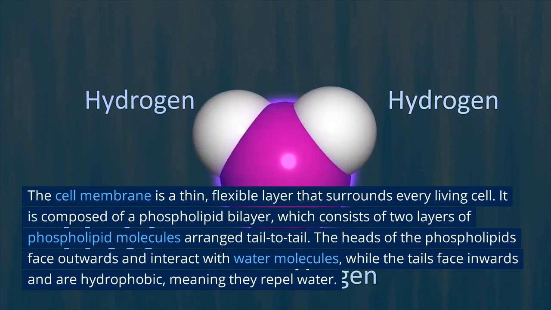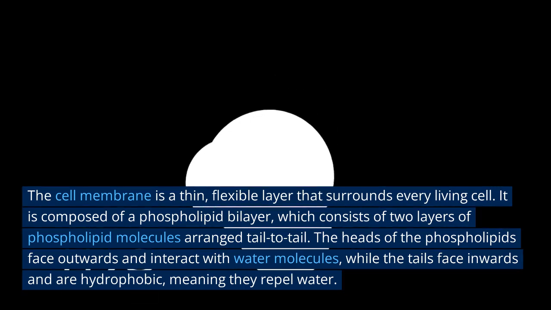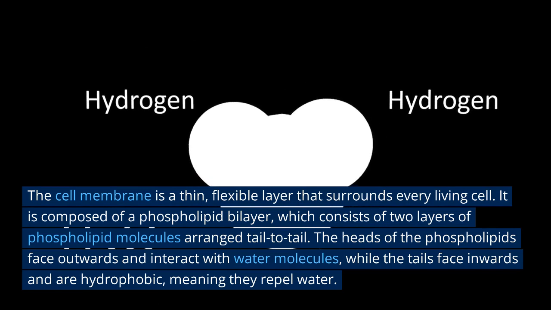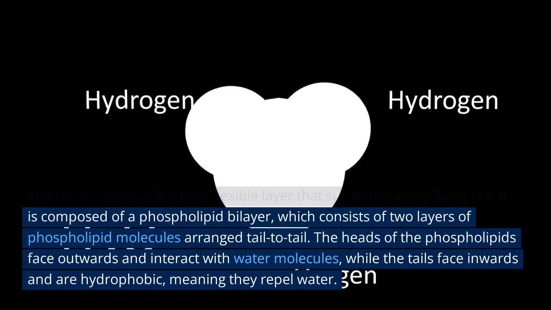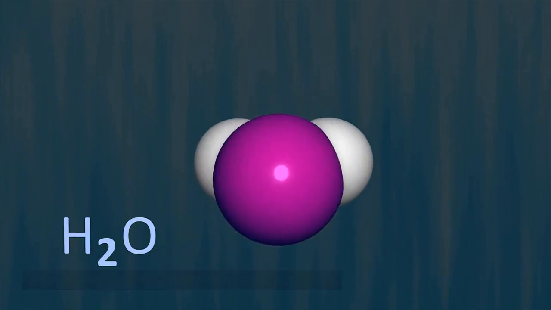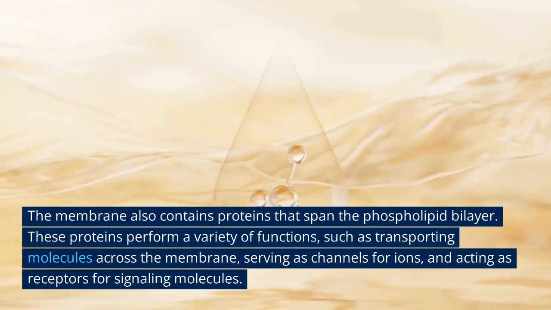It is composed of a phospholipid bilayer, which consists of two layers of phospholipid molecules arranged tail to tail. The heads of the phospholipids face outwards and interact with water molecules, while the tails face inwards and are hydrophobic, meaning they repel water. The membrane also contains proteins that span the phospholipid bilayer.